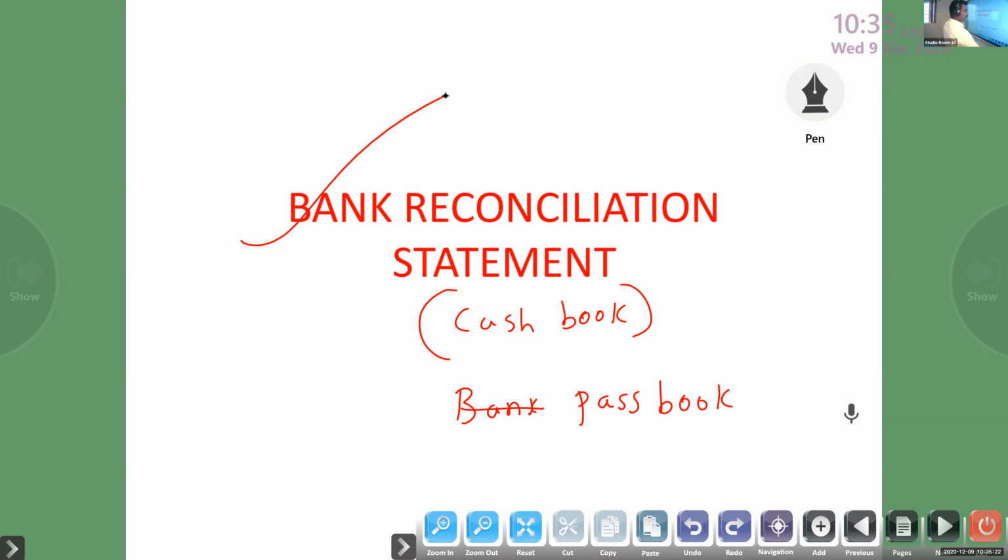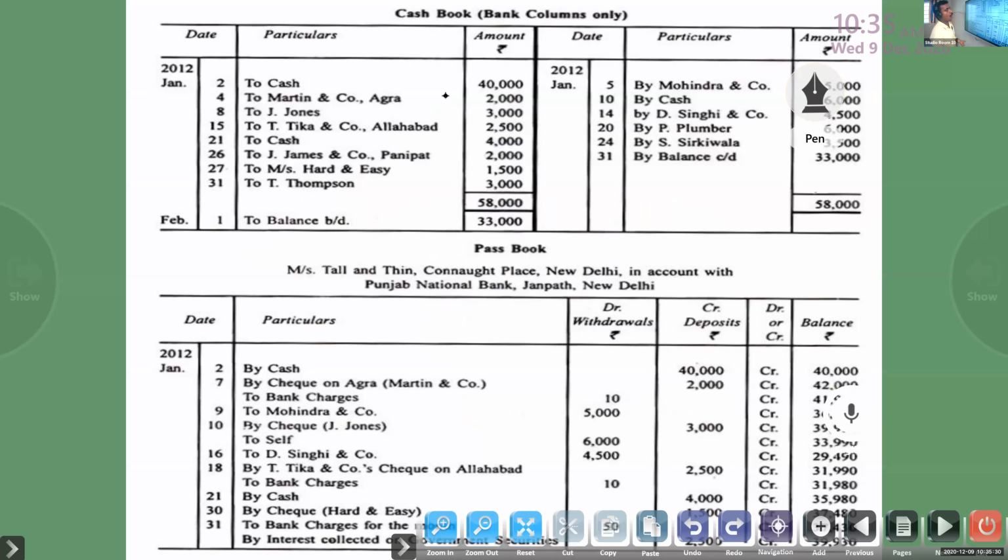Okay, so you know that. Every business has to open a current account with the bank. If it is a business organization, they have to open a current account because the majority of the transactions are done through the current account only. So if you are making any transaction, first we will put it in our book. Our book means our cash book. Whenever we are depositing or withdrawing an amount from the bank, we will put it in our cash book.